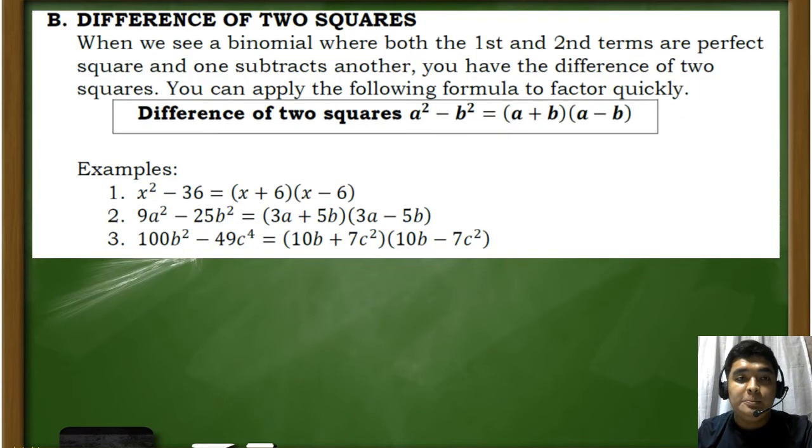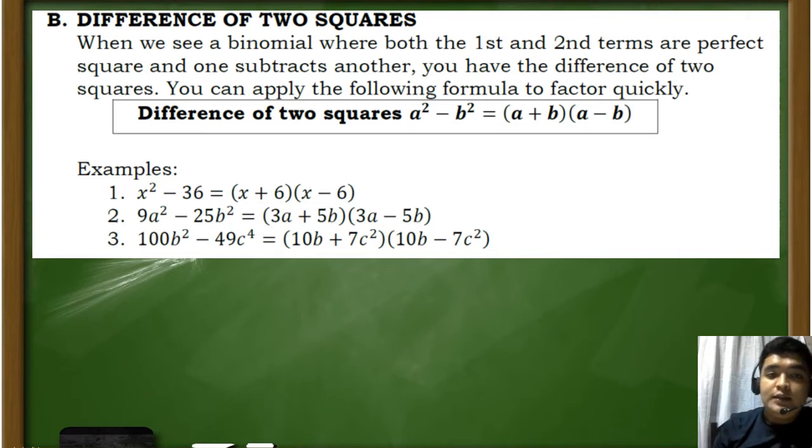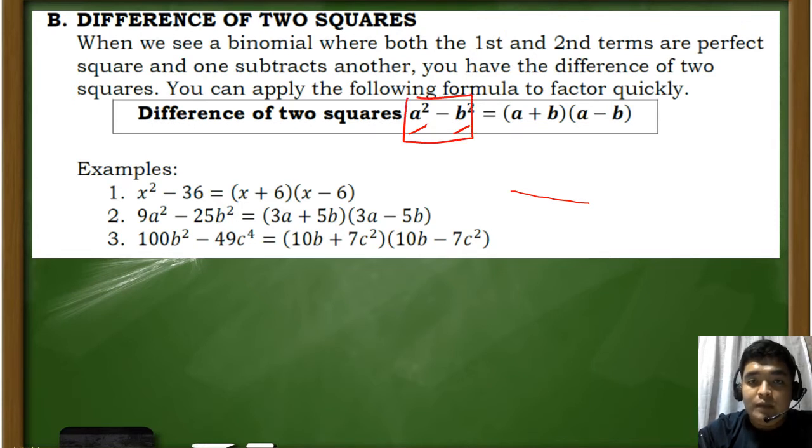Okay, next. Difference of two squares. So when we see a binomial where both the first and the second terms are perfect squares and one subtracts another, you have the difference of two squares. You can apply the following formula to factor quickly. So we have a formula. We have a squared minus b squared. In this form, a must be a perfect square and b must also be a perfect square. Its factors are a plus b times the quantity a minus b.